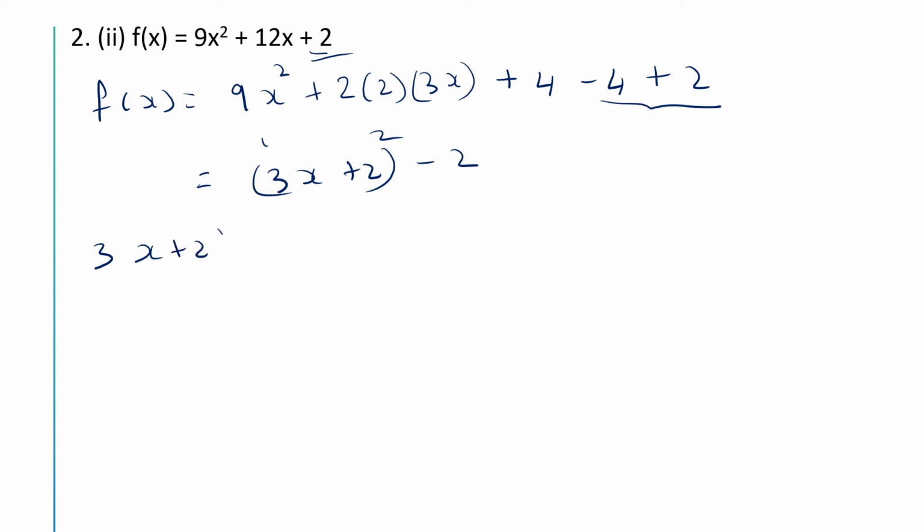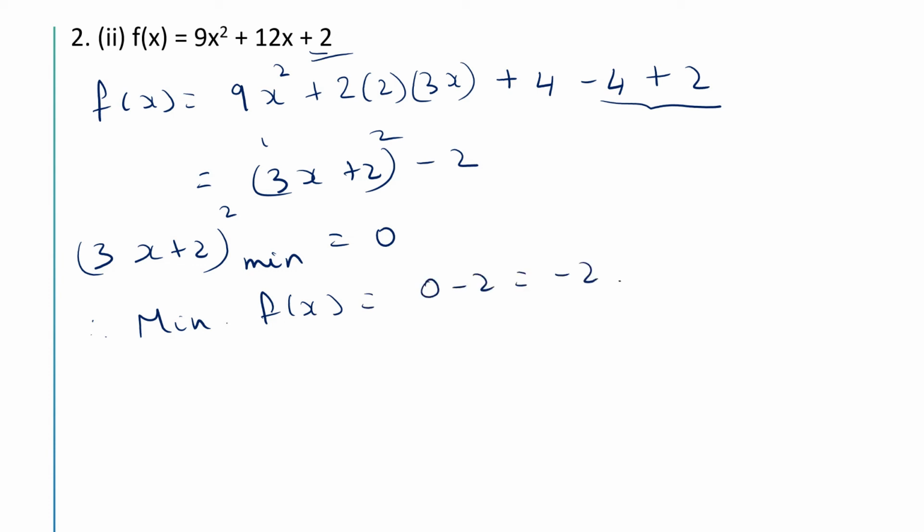So (3x plus 2) the whole square, here the minimum value is 0. Therefore, minimum value of f(x) is 0 minus 2, it is equal to minus 2. So minimum of f(x) is minus 2 and no maximum value.